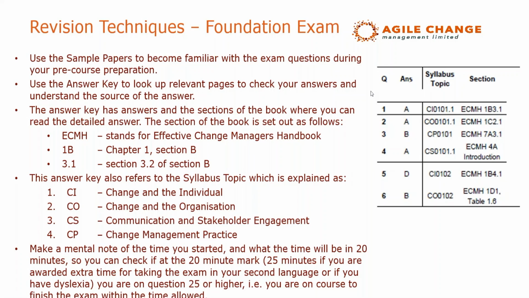You can also see that every exam has a syllabus, and each section of the syllabus has been coded. So in this particular case, for this exam, they've got 4 subjects that are going to be examined, which is change in the individual, change in the organisation, and then communication, stakeholder engagement, and change management practice, each of which comes with a code, CI, CO, CS, or CP. So again, that gives you some orientation about what on earth is the subject of the question, why am I getting it wrong?